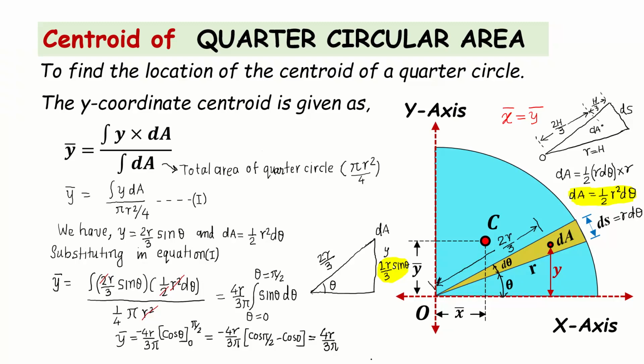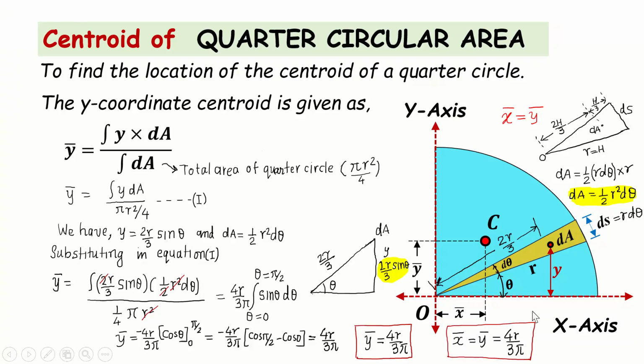So friends, we got the y coordinate of the centroid of a quarter circle as 4r by 3 pi. Since the x coordinate and y coordinate of the centroid are equal, we can say that x bar is the same as y bar, and that is the same as 4r by 3 pi. Therefore, by using a simple procedure as we have followed here, we can easily find out the x and y coordinates of the centroid of a quarter circle or a quarter circular area.